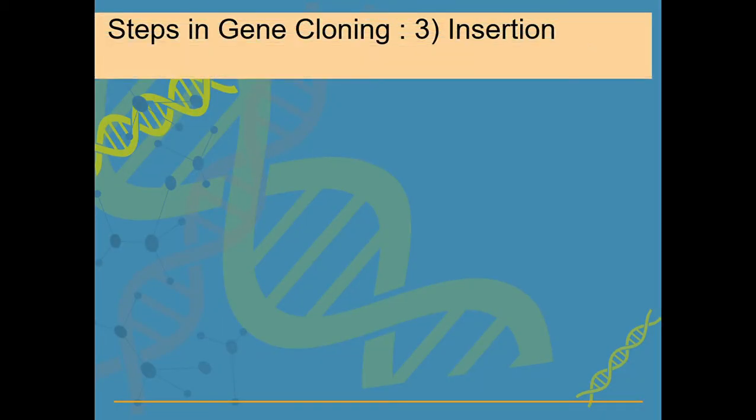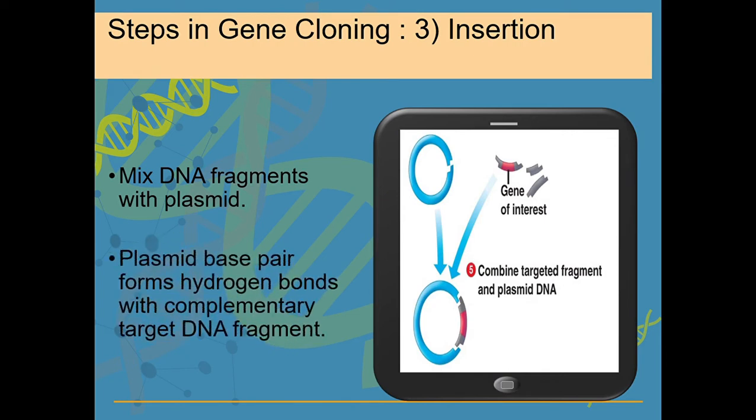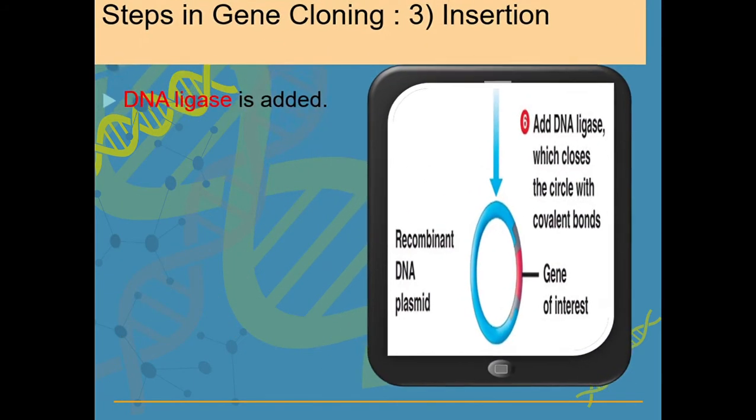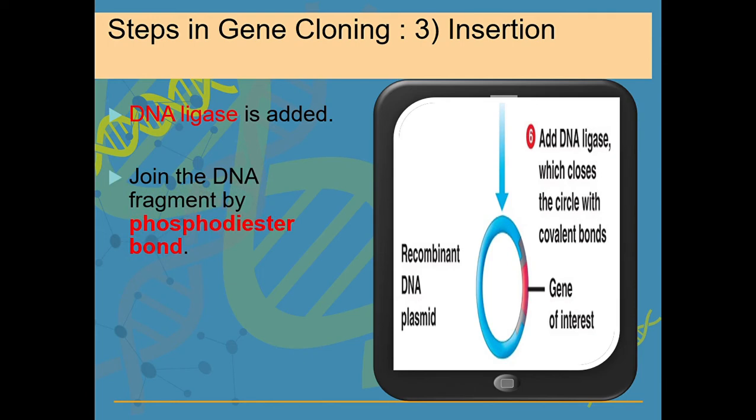The third step is insertion. The DNA fragments are mixed with plasmids. Plasmid base pair forms hydrogen bonds with complementary target DNA fragment. DNA ligase is added. DNA ligase will join the DNA fragment by phosphodiester bond, forming recombinant DNA.